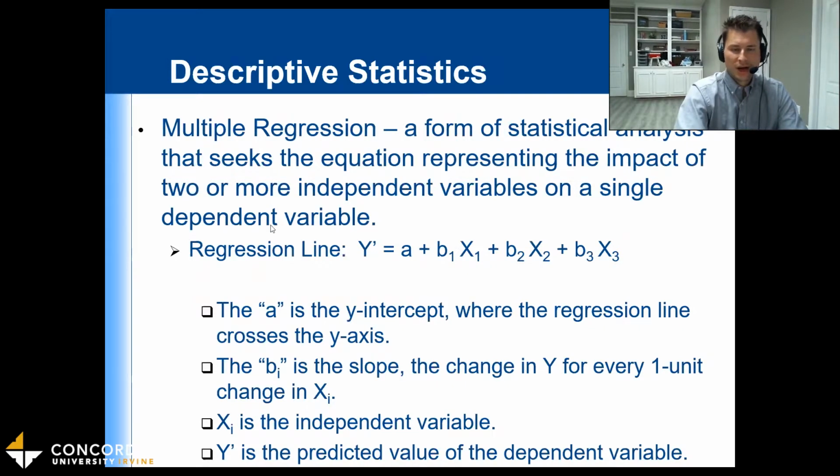Here's your regression line equation, all right? The A is the y-intercept on the axis where the regression line crosses the y-axis. The B, little i, is the slope, the change in y for every 1 unit change in x. And then x little i is the independent variable and y is the predicted value of the dependent variable. So here is that equation.